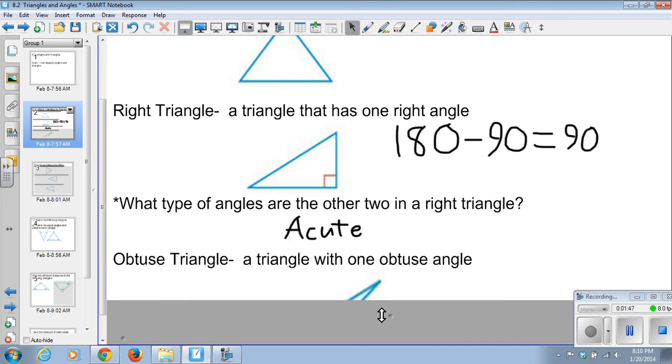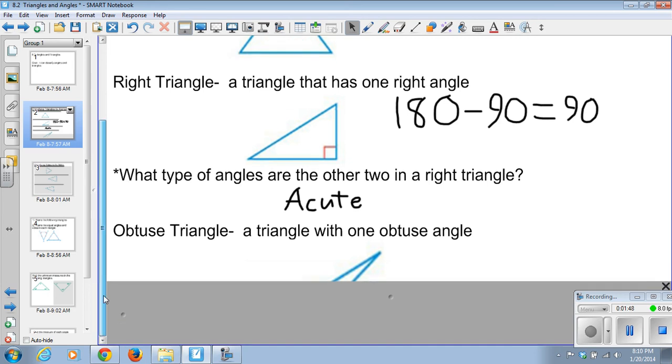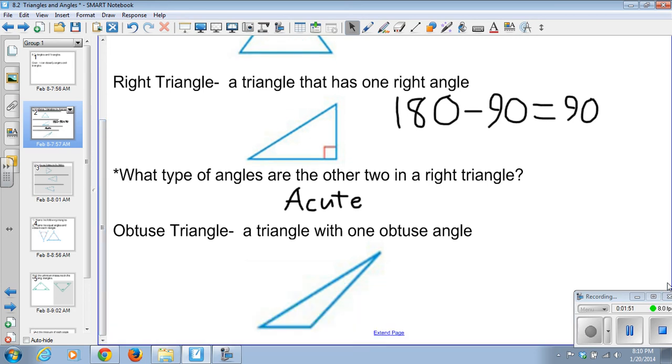Finally, we have an obtuse triangle. This is a triangle that has one obtuse angle. We know an obtuse angle is one that's larger than 90 degrees, so we could only have one obtuse angle in a triangle. Otherwise, we would go way above 180 in our measures. So we have right, obtuse, and acute triangles.